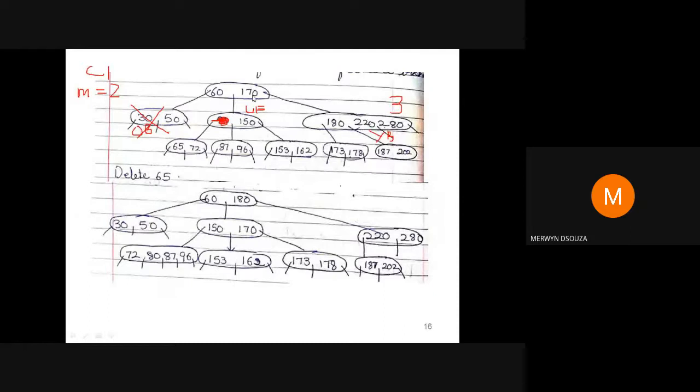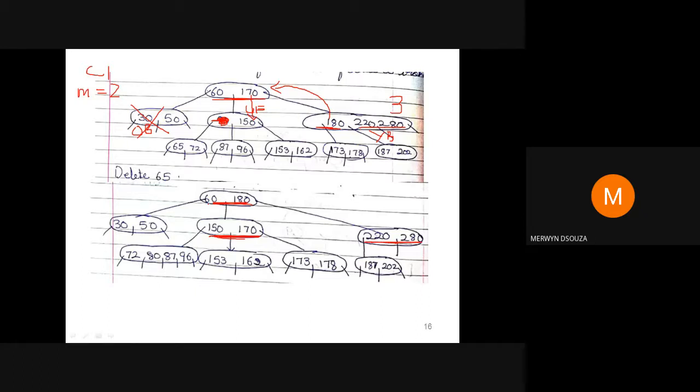So I take this key, 170, down. I arrange it in sorted order, 150, 170, and I take the first key on top. So this 180 will go on top. So I will get here 60, 180, and 2 keys remain here, 220, 280.